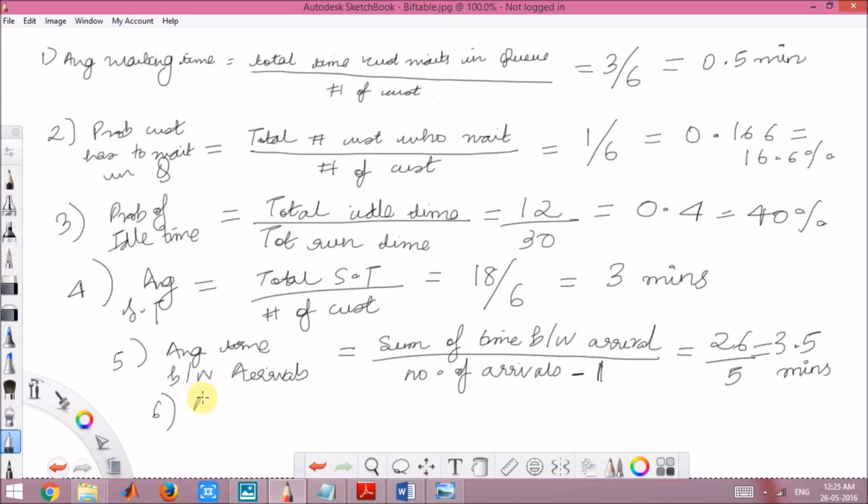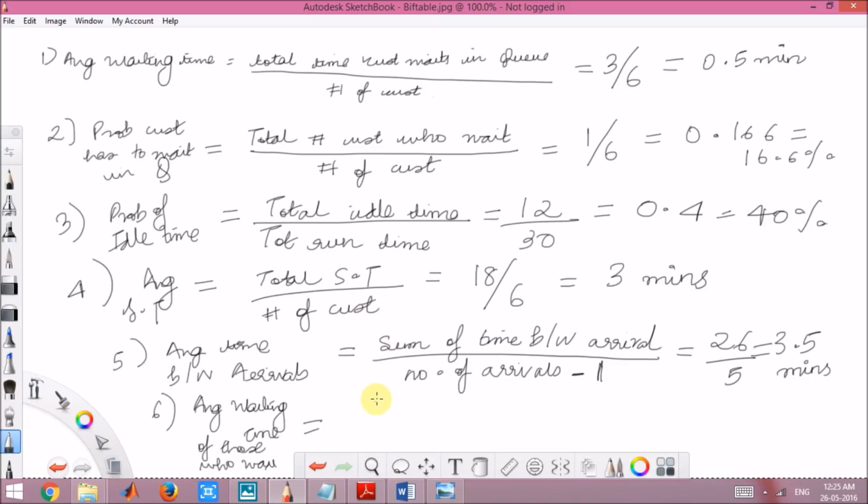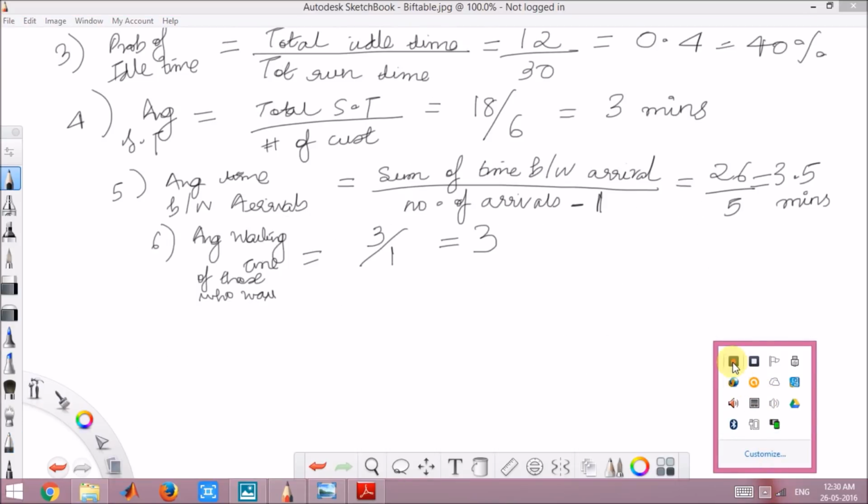So the sixth thing that they ask us is the average waiting time of those who wait. This is given by the total time the customers wait in the queue divided by the total number of customers that actually wait. So the total time the customer waited was 3, divided by only one customer waited. So 3 by 1 is 3.